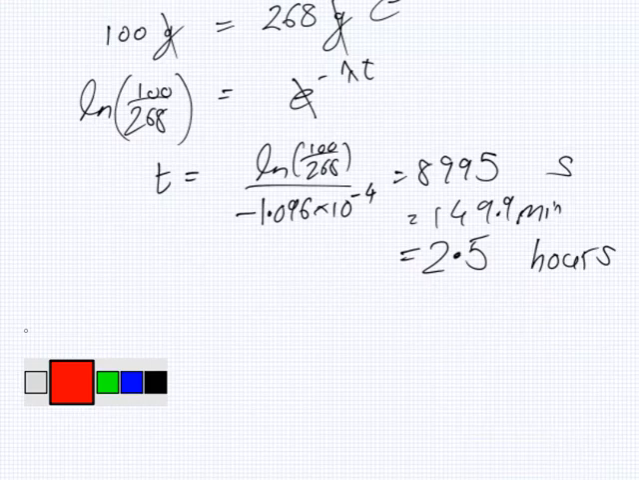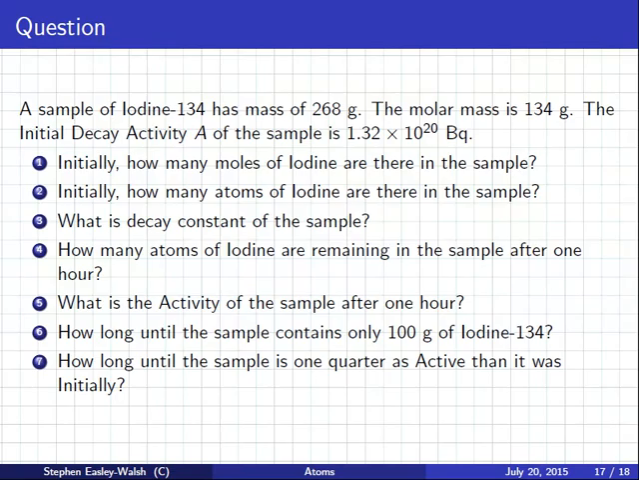Right, the last part, 7. So part 7 here is how long until the activity is 1/4 the activity it was at the start. So you have to find t for 1/4 of A zero. Yes.